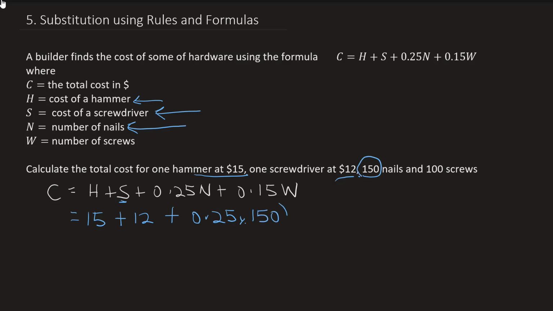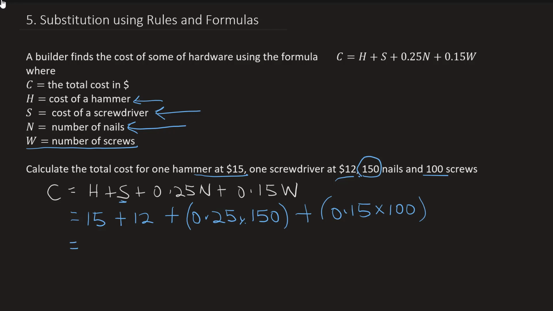Let's put some brackets around it. Plus 0.15W, and W is the number of screws, and here the builder wants 100 screws. So I multiply this by 100, close the brackets, check that my substitution numbers are correct, and then I'm going to go ahead now and complete this problem.